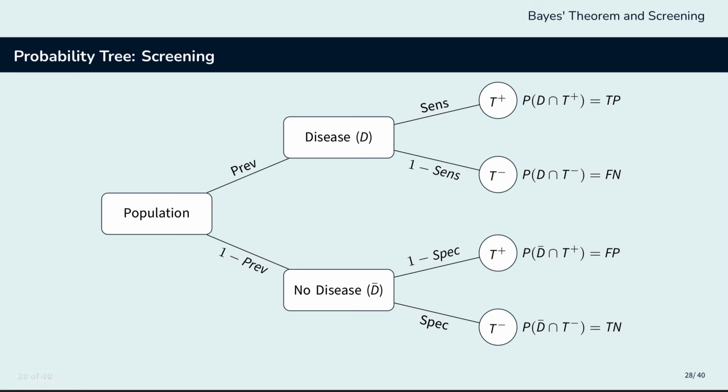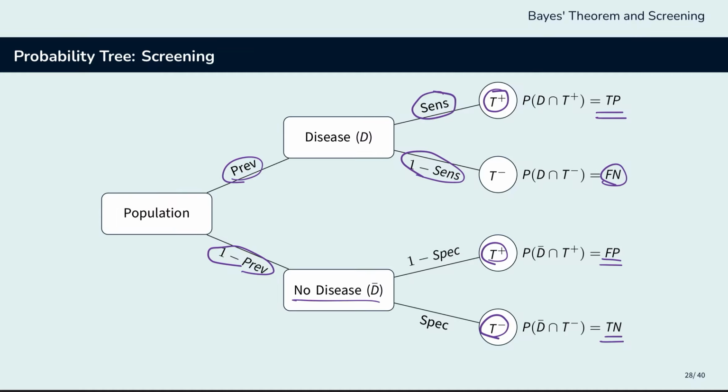This is the probability tree that we generally use to calculate these values. From the population, you have the prevalence, which gives us the number of people who have the disease, and 1 minus prevalence, which becomes the number of people who don't have the disease. From the people who have the disease, you calculate sensitivity by calculating how many of those people will test positive. That becomes our true positive. And how many people will test negative, which becomes our 1 minus sensitivity, becomes the false negative. From the people who don't have the disease, you calculate how many of them are going to test negative. That's going to be true negative. How many are going to test positive becomes the false positive.